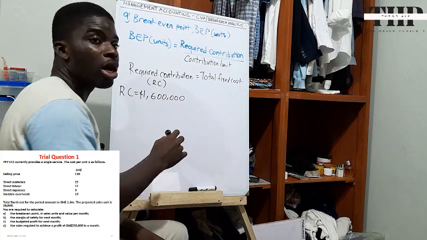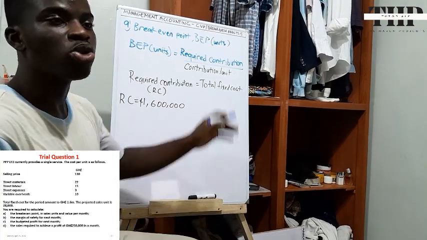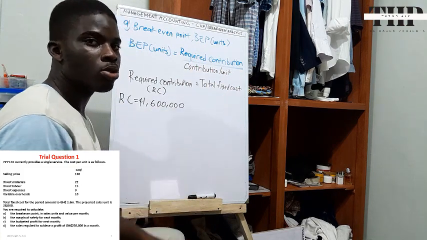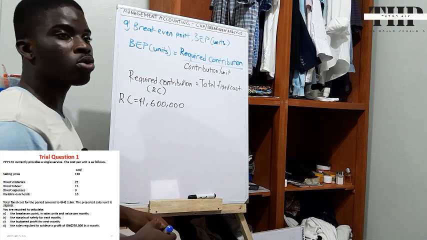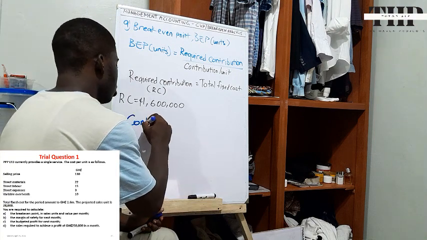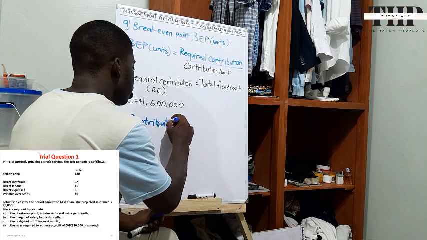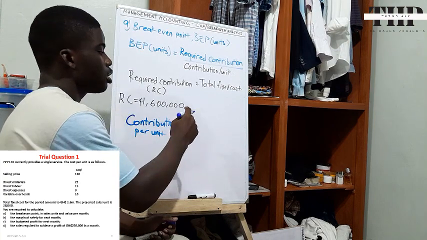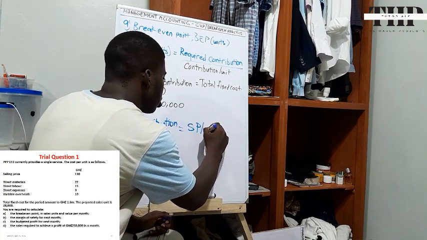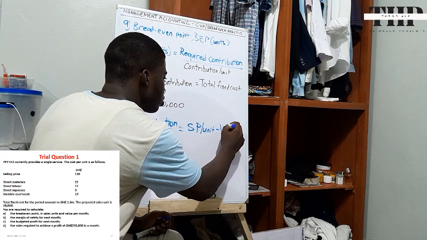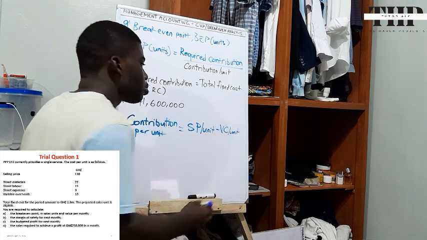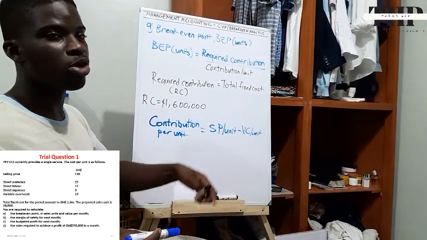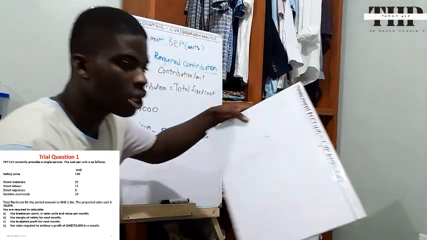Right. So what then is the contribution per unit? Contribution per unit is the selling price per unit minus the variable cost per unit. Right. Selling price per unit minus the variable cost per unit, that's contribution per unit.